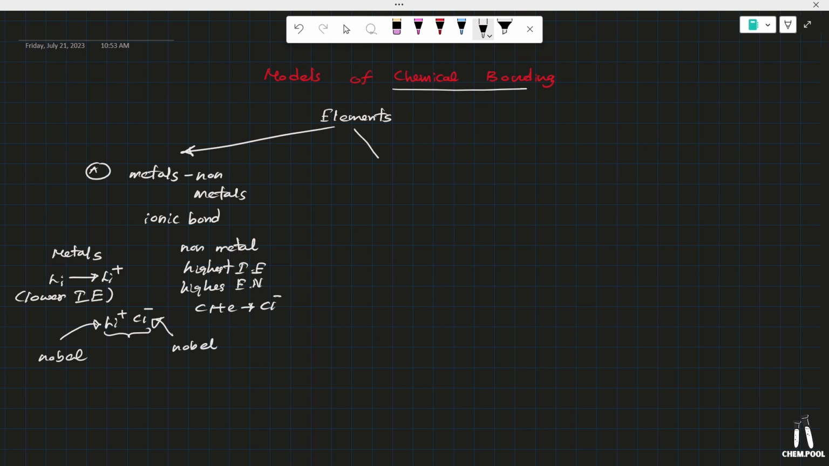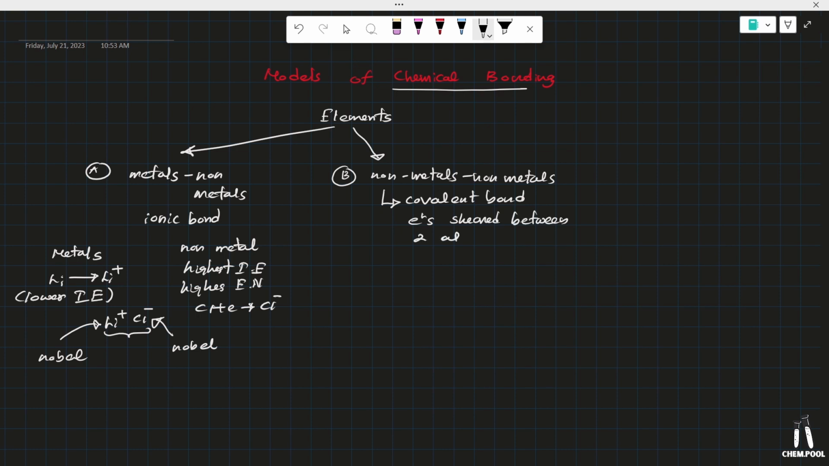Then what about part B, non-metals combine with non-metals? Then what happens? It forms covalent bonds. Covalent bonds means electrons shared between two atoms.